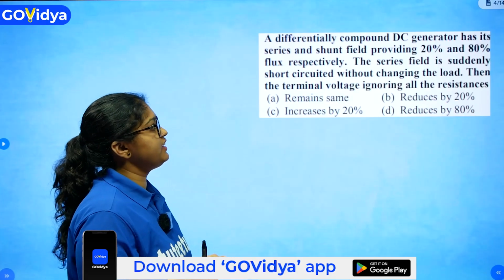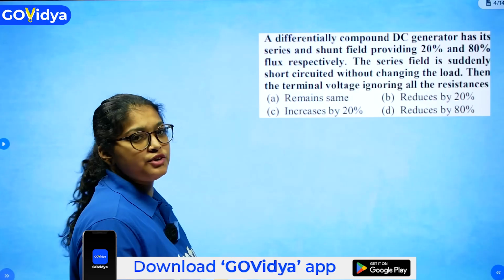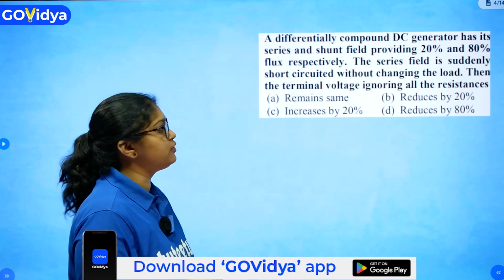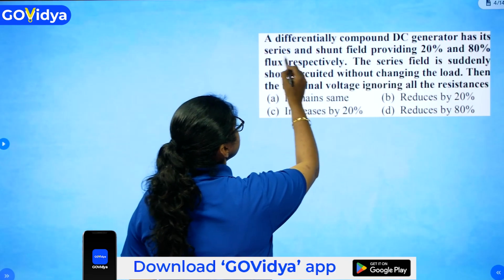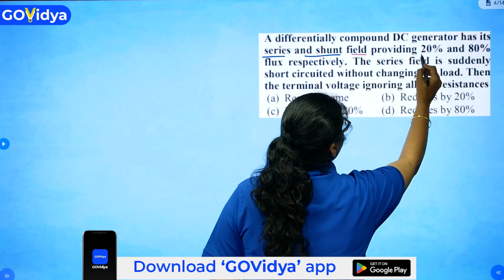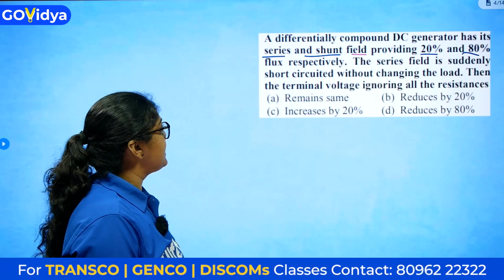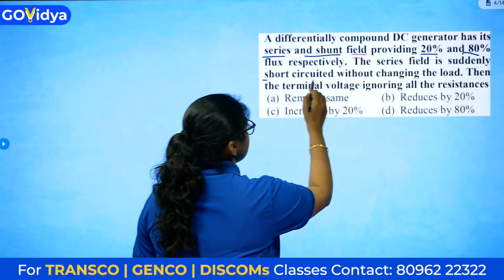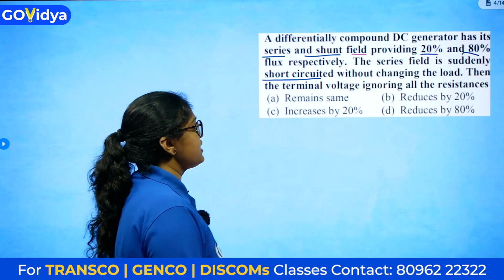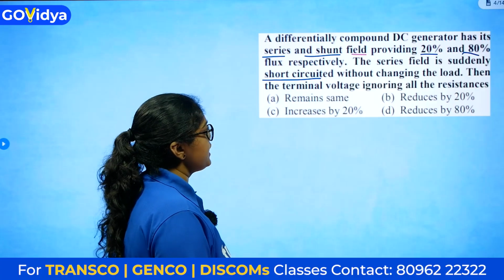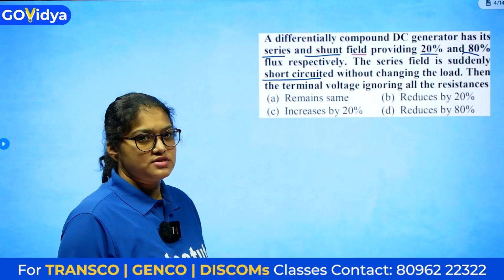A differential compound DC generator has its series and shunt field providing 20% and 80% flux respectively. So for the series and the shunt field flux, they have given 20 and 80%. The series field is suddenly short circuited without changing the load. Then find the terminal voltage, ignoring all the resistance.